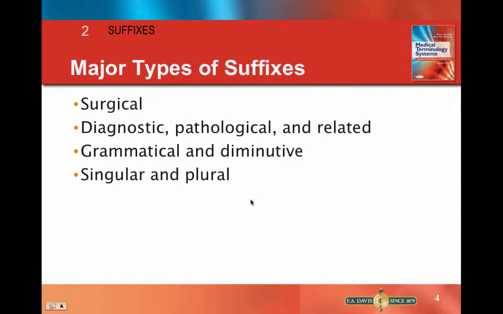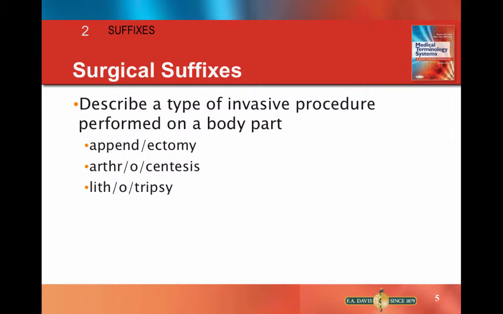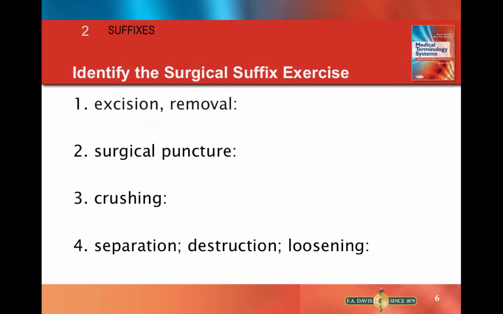Now when you look at suffixes, there are four major things that your book is going to talk about: surgical suffixes, diagnostic or pathological suffixes, grammatical, and diminutive, diminutive meaning small, and then singular or plural. So let's get in and look at some of those. Surgical suffixes describe a type of invasive procedure performed on body parts, and here are three examples: appendectomy, arthrocentesis, and lithotripsy. As we go through here, we're going to learn the definitions of these.